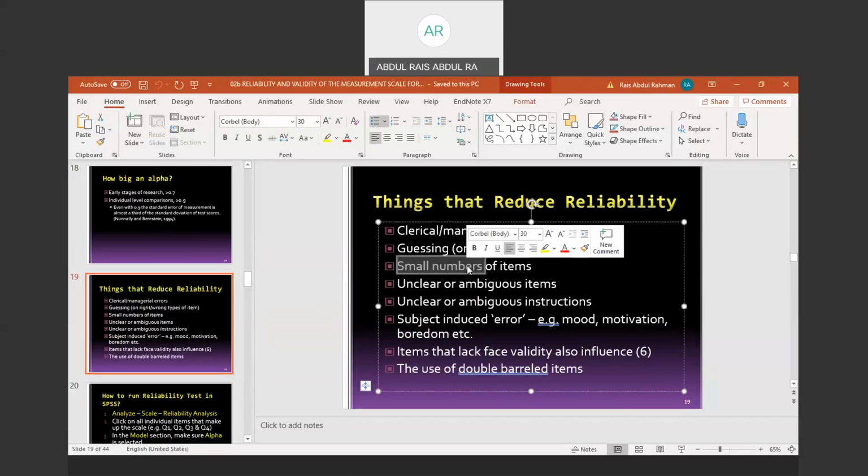Unclear or ambiguous items. Unclear meaning soalan yang you tanya tu mungkin tak berapa jelas, mungkin sebab you guna double-barrelled words. You tanya apa, I believe that the food quality and service quality is good. Meaning you tanya 2 benda dalam satu, sedangkan mungkin you boleh separate soalan apa, I believe the service quality tu di dalam dimension yang lain. Okay.